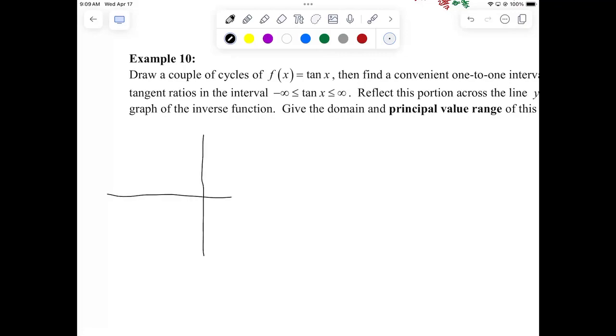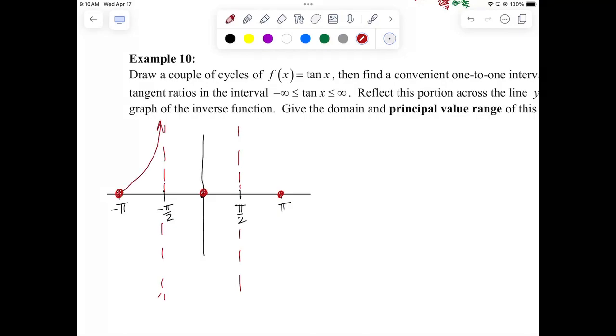We're going to draw a couple of cycles of tangent. We'll go pi halves here, and we'll go pi right there. I think that's enough. Negative pi halves and negative pi. What does tangent have at the origin? Is it an inflection value or is it a vertical asymptote? An inflection value, good. So there's an inflection value at 0. There's a vertical asymptote at pi halves, an inflection value at pi, vertical asymptote at negative pi halves, inflection value at negative pi, and it's a monotonic increasing function. So it looks like this.